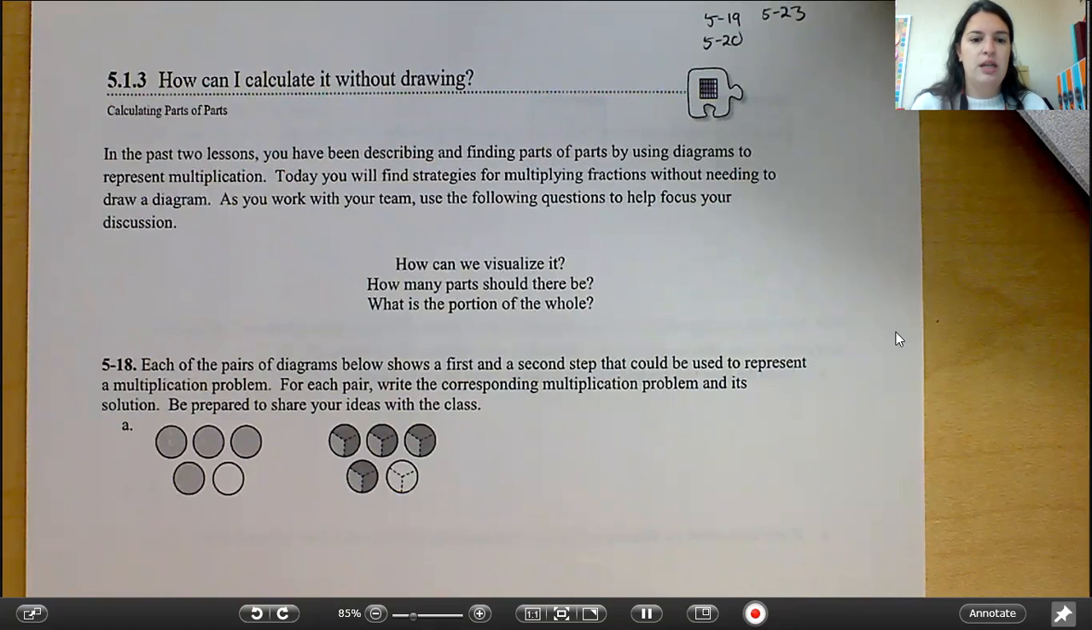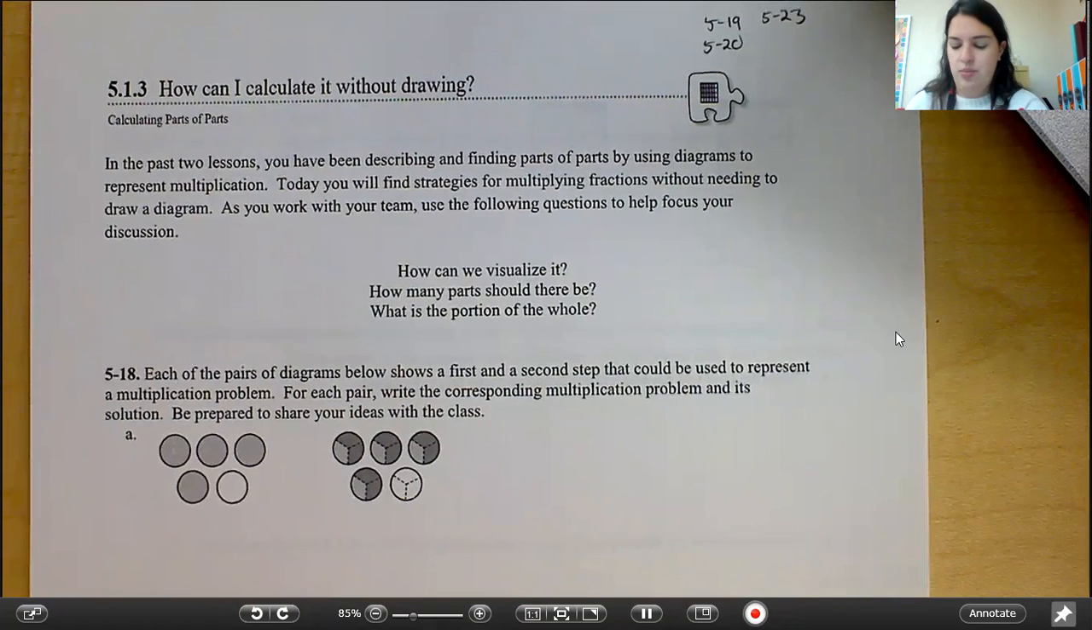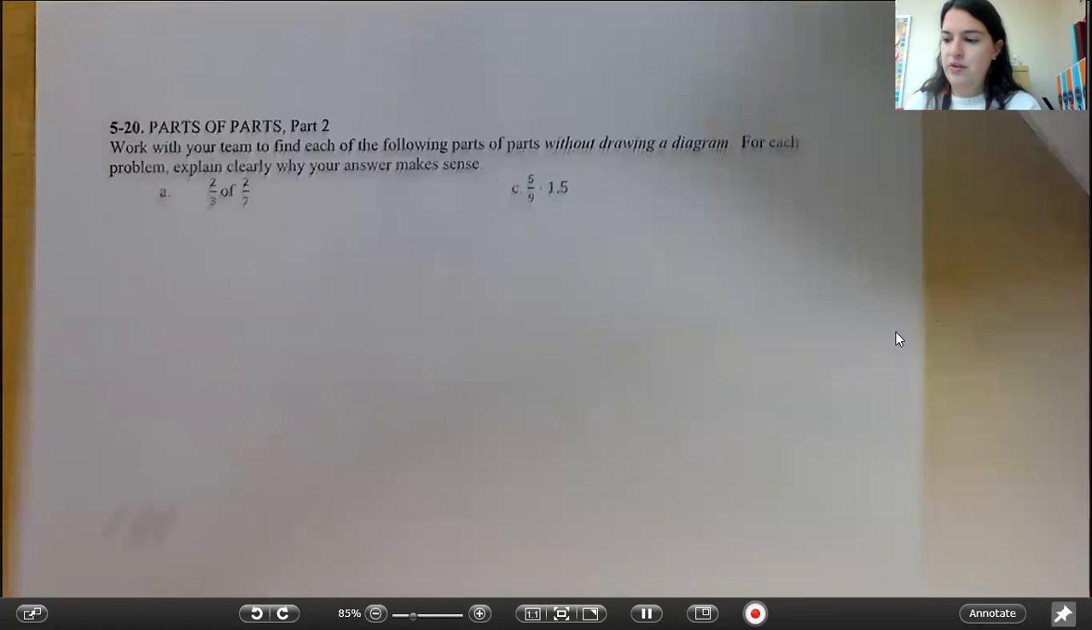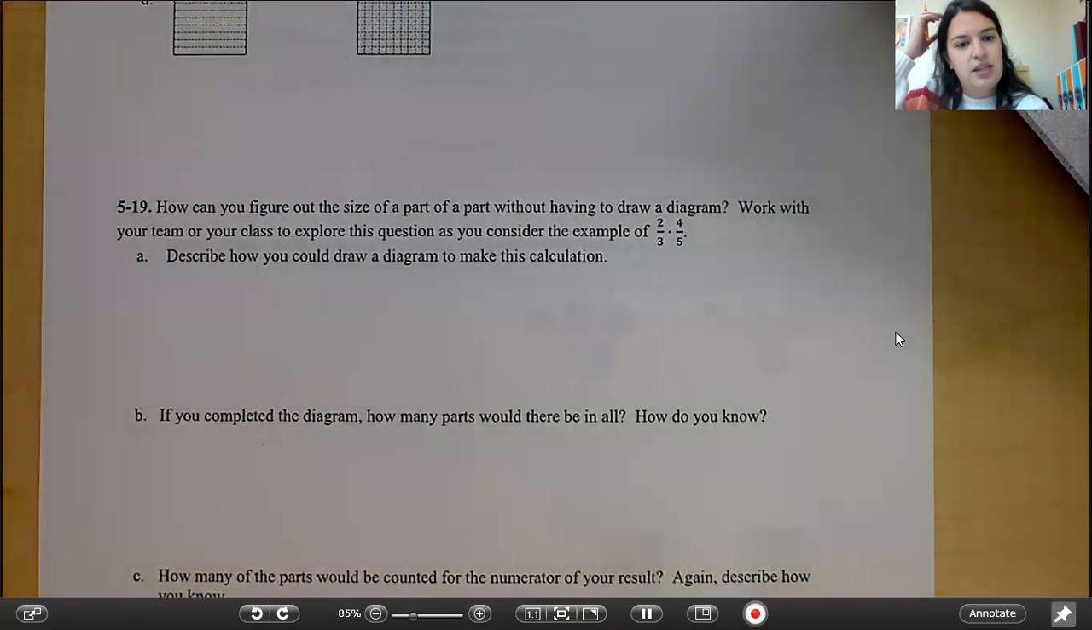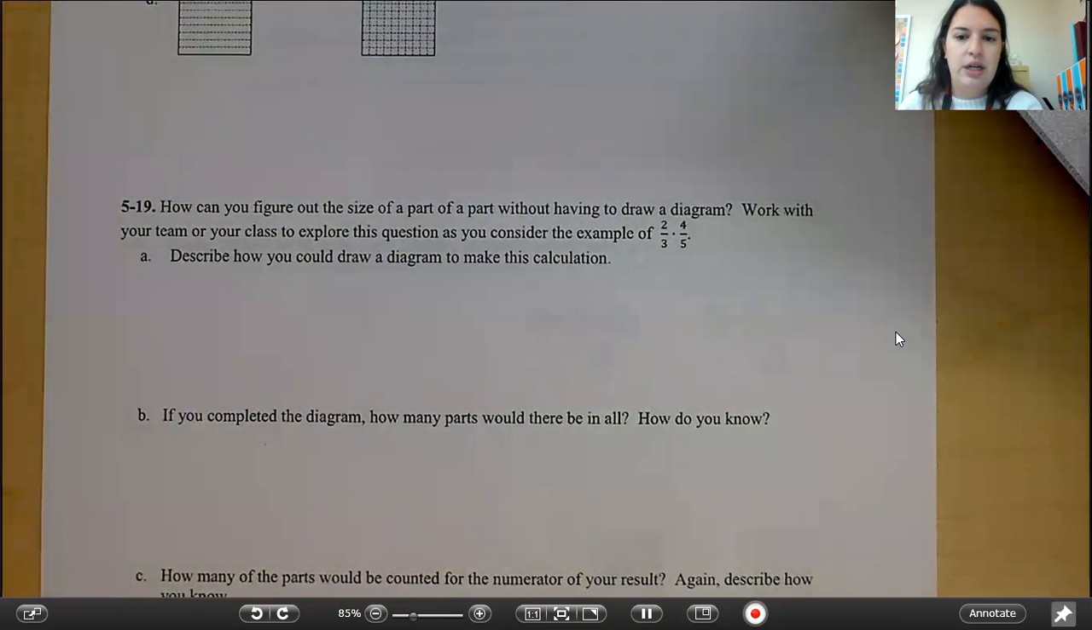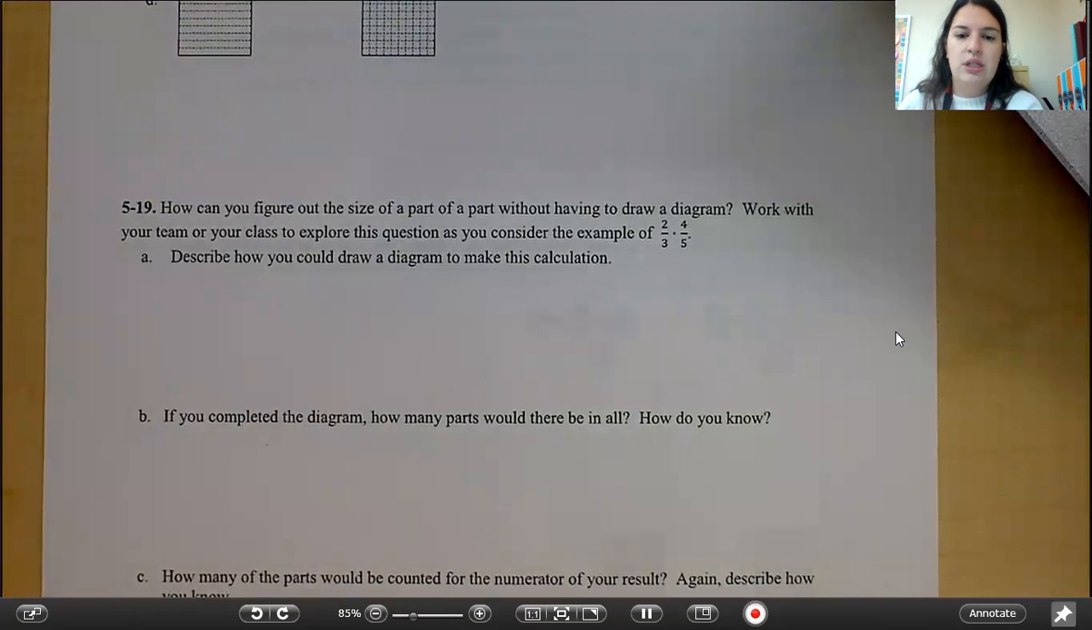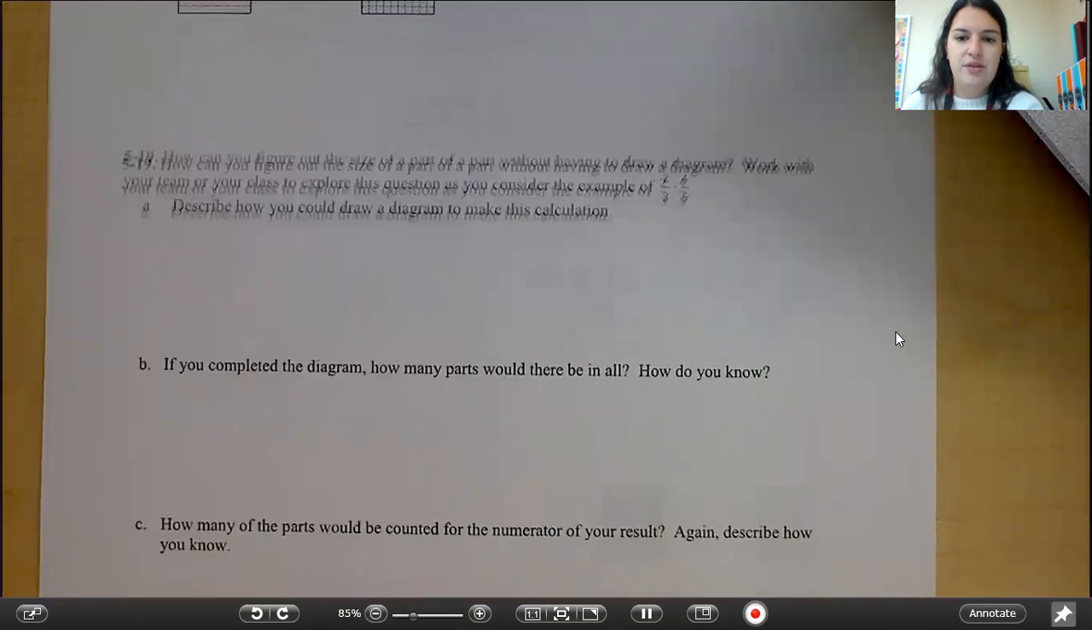How can we visualize it? How many parts should there be? What is the portion of a whole? So we're going to flip over to 519 and start there. 519 says, how can you figure out the size of a part without having to draw a diagram? Work with your team or your class to explore this question as you consider the example 2/3 times 4/5.